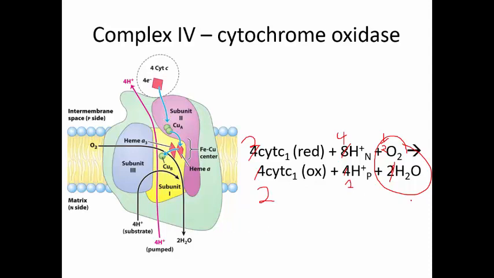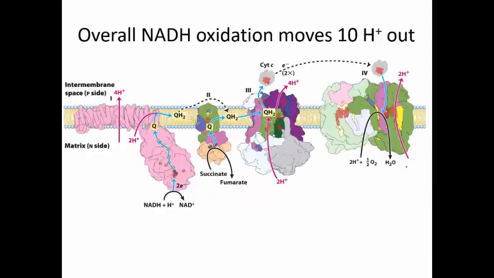And this is the final step because now we've just made water and we've used the oxygen that you breathed in. So this is the final bit. So overall, and this figure I think is better because the ratios are correct here. Overall, if we have oxidation of a single NADH molecule, we're going to pump 4 protons out through complex 1.